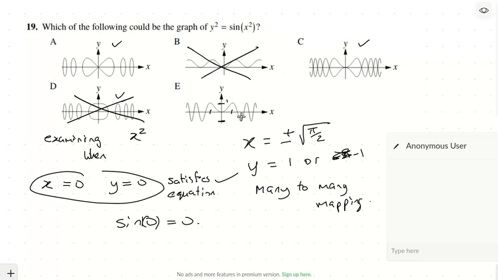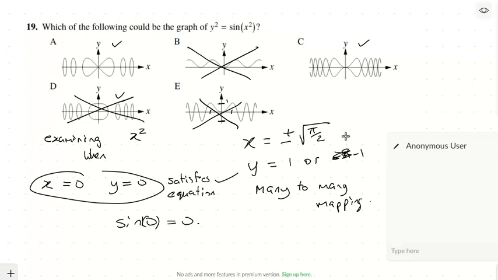Now, like I say, the reason why I would rule out E is because when x is, say, root pi over 2 or minus root pi over 2, you should get two distinct values there for y of 1 or minus 1. And we don't seem to be getting that. So straight away you can rule out E there as well. What else could we do here?